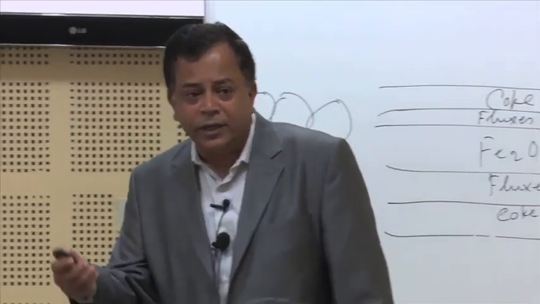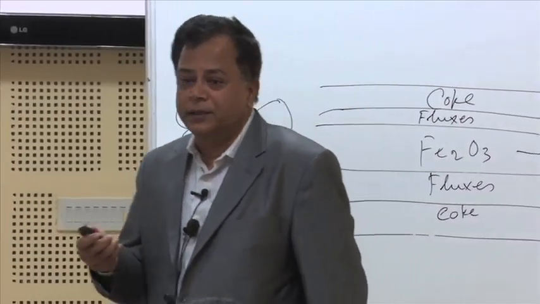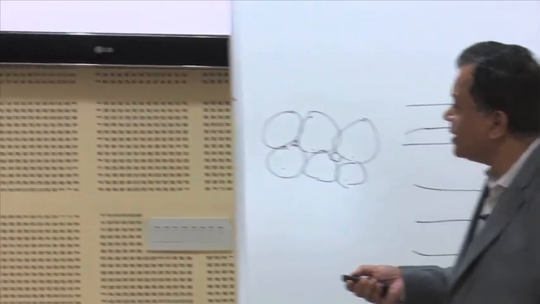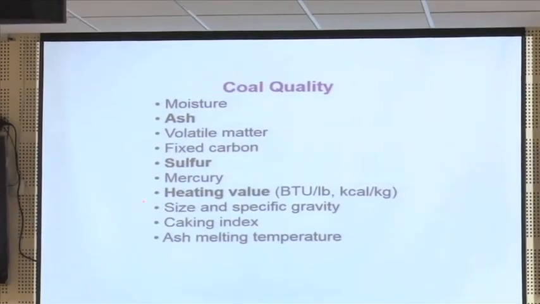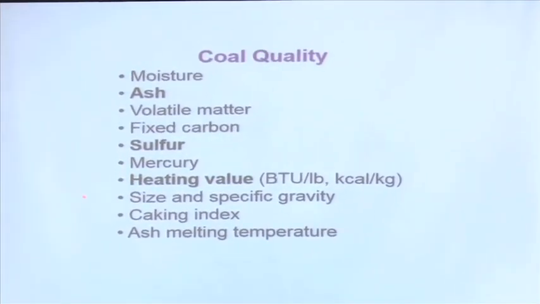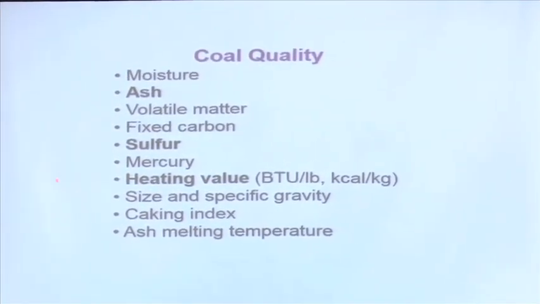So, because of this, the coal quality means these are basically the different ones. One is caking index, that is, what is the strength of that coal once you have removed the volatile matter in absence of oxygen. That is a very, very important property. Then from a power plant use, that is for your conversion of energy, the moisture content.